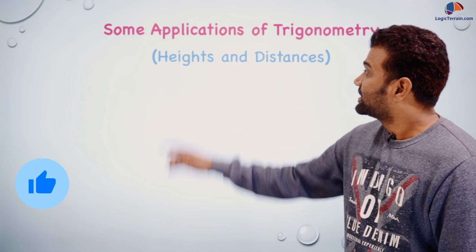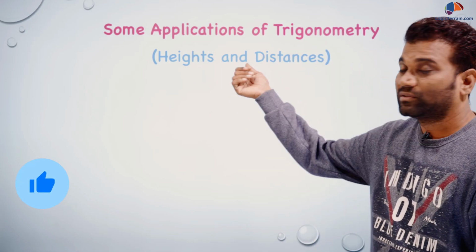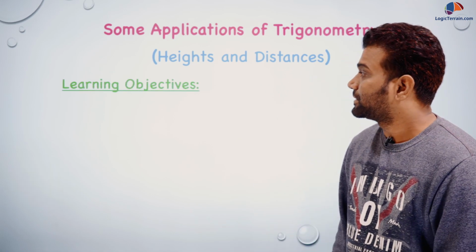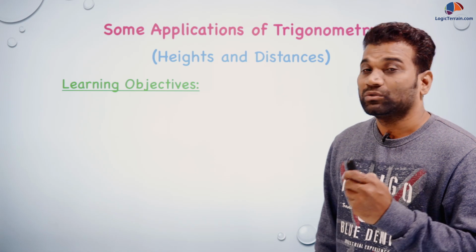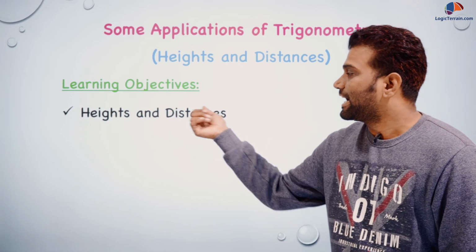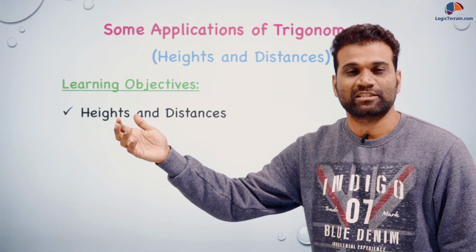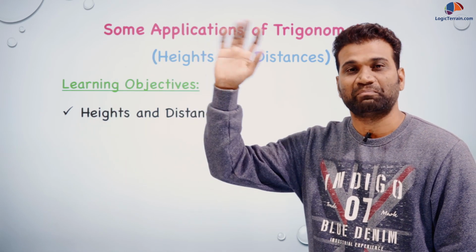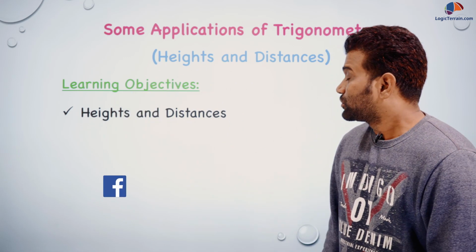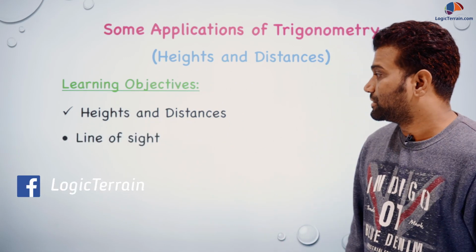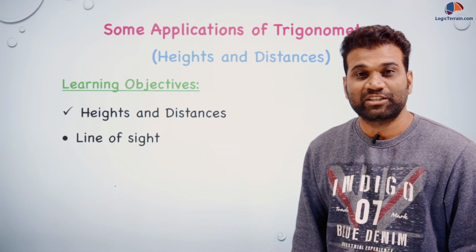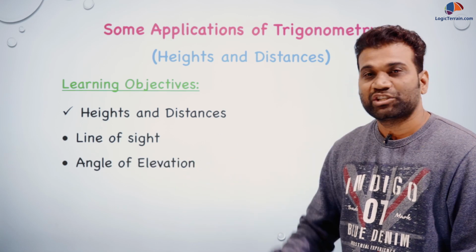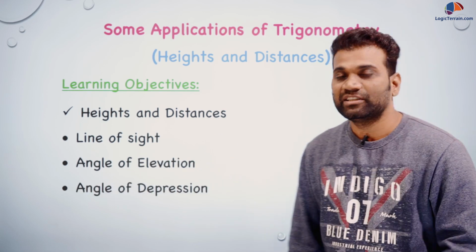We are going to learn some applications of trigonometry. In other terms, we can say heights and distances. The main learning objectives of this chapter are, obviously, to find heights and distances of different objects or buildings or mountains or valleys or stars or planets, whatever it is. For that, you need to know the following terminology: line of sight, and we'll discuss each one in detail, angle of elevation and angle of depression.